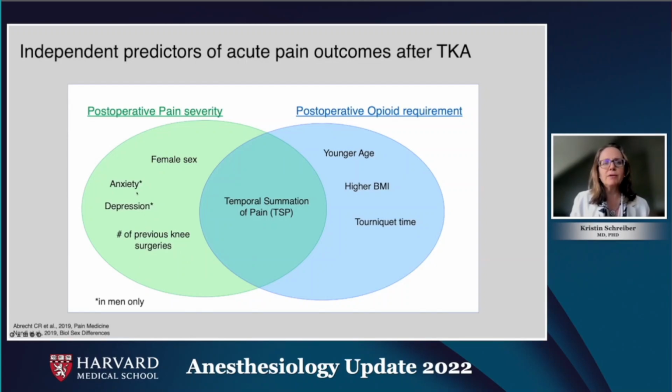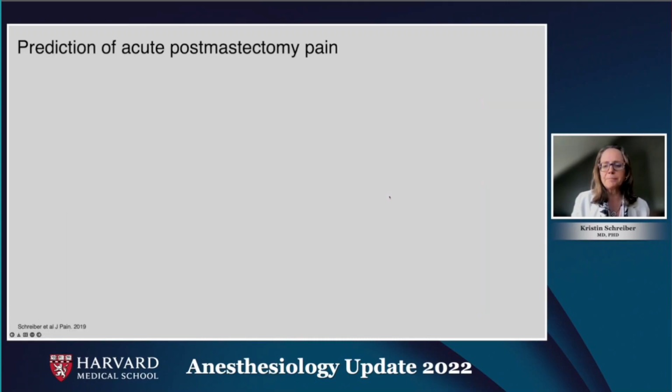And what we found is that anxiety and depression actually were good predictors for men, but not for women, despite the fact that women had higher anxiety and depression scores and higher pain scores. I think this really underscores the importance of analyzing data in different subsets of patients and how different aspects of a patient's phenotype may impact their assessment.